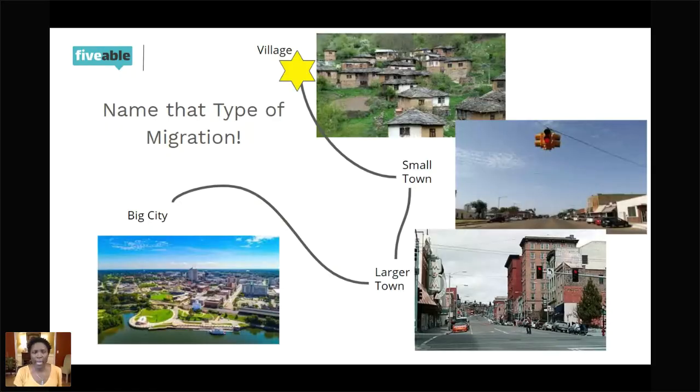All right, we can't leave our population and migration unit without talking about various migration concepts that you should have come in contact with in your population and migration unit. So I want you to name this type of migration. Let me see if you can recall, man, what were the types of migration that we studied? And if you need to run and get your notes or flip open your book, that is fine. If I start in a village and then I move to a small town and then I go to a larger town and then eventually I end up in a big city, what type of migration would that be?